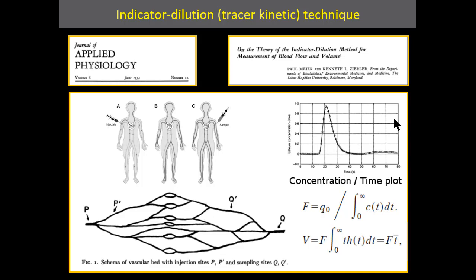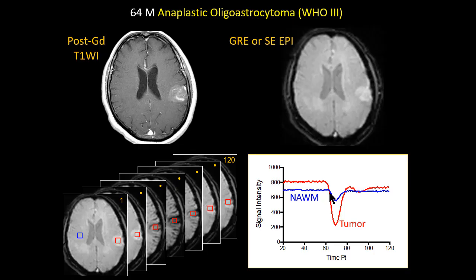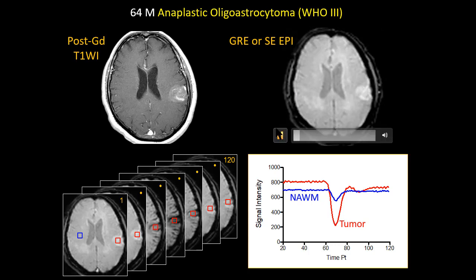DSC-MRI mimics indicator dilution technique, where flow and volume in organ systems is determined from a known quantity of injected tracer and measurement of output concentration. And DSC-MRI applies this technique to the brain. Our tracer is gadolinium, and we acquire most commonly echoplanar imaging dynamically at baseline and during passage of contrast agent through the brain, which yields transient signal loss due to magnetic susceptibility effect.